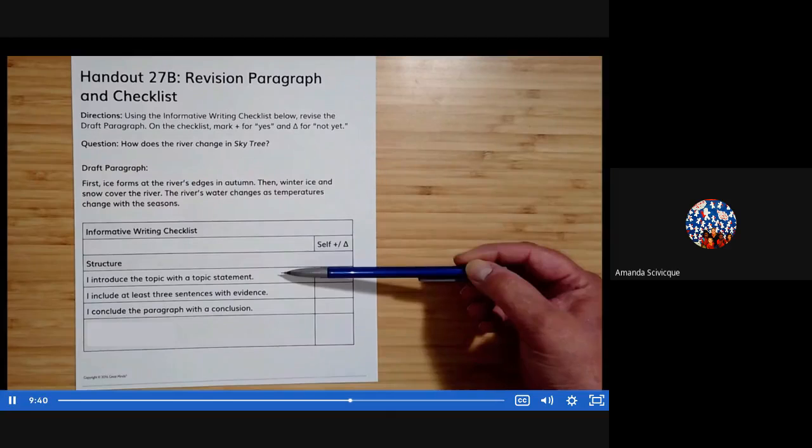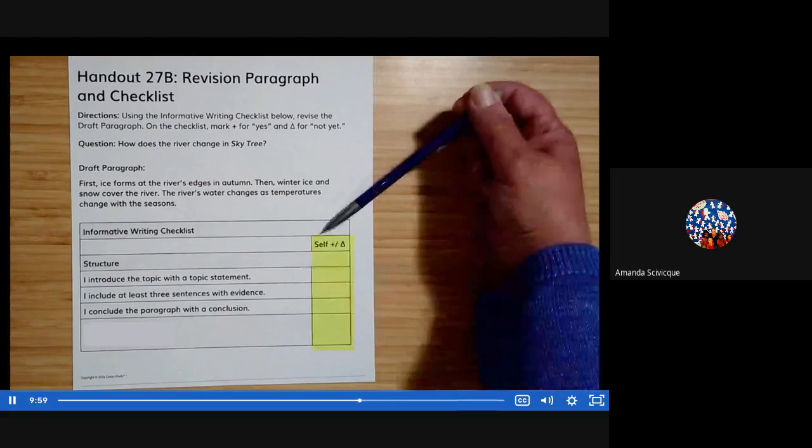The first item on the informative writing checklist is, I introduce the topic with the topic statement. So now we need to go back to the draft paragraph to read the paragraph again to check to see if it has a topic statement. If it has a topic statement, we'll put a plus sign in the self column. If it does not, we'll put a triangle. So let's do this one together.